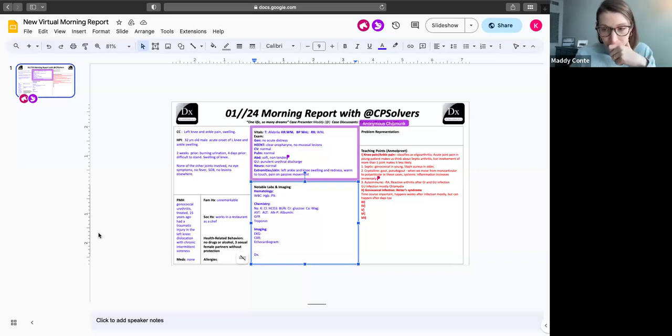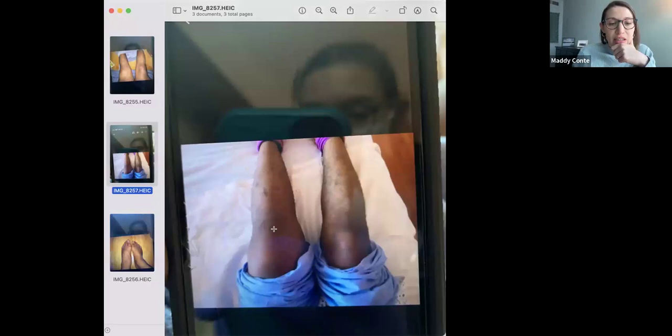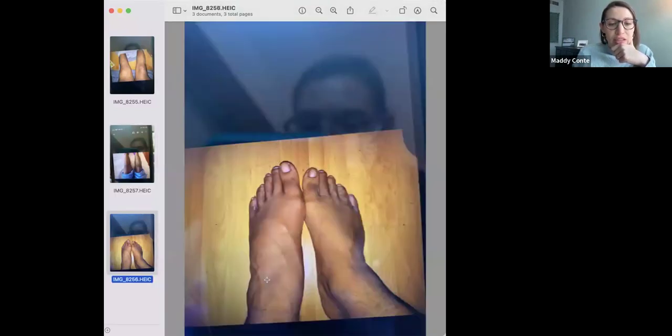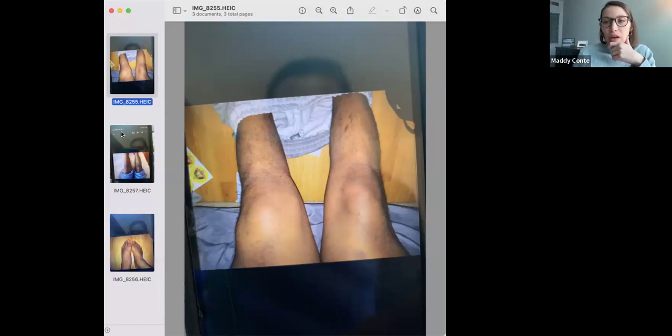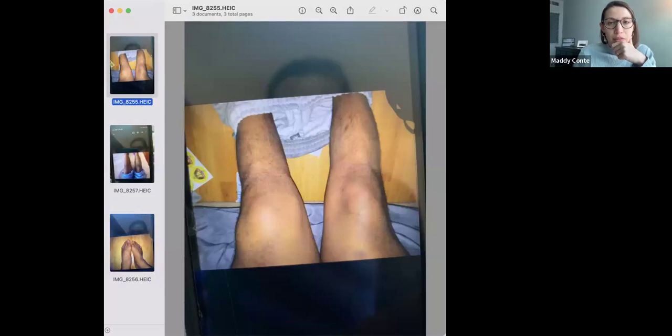Can you see this? Okay, so these are photos, as I mentioned, from his phone that he had taken at home before he came in. And you can see the left knee swelling here. And then this was the left ankle swelling. And I would say that they looked about the same when I saw him in the hospital. Okay. And maybe I'll stop there.